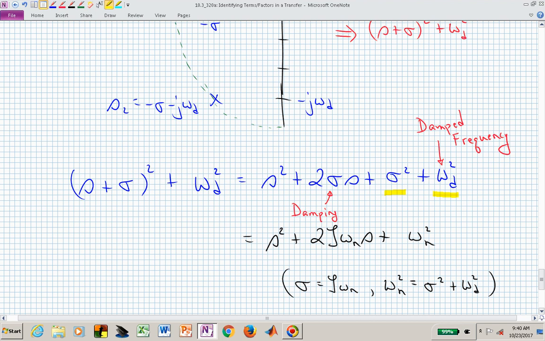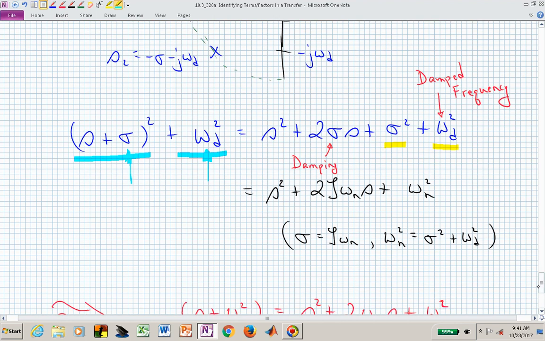So if you now take this expression that we've been playing with, s plus sigma quantity squared plus omega sub d squared, the real part of the complex factor is given by sigma in magnitude, and the imaginary part is omega sub d. We can perform those squaring operations, and we end up with what I've written in blue, where the damping is now sigma and the damped frequency is omega sub d squared.